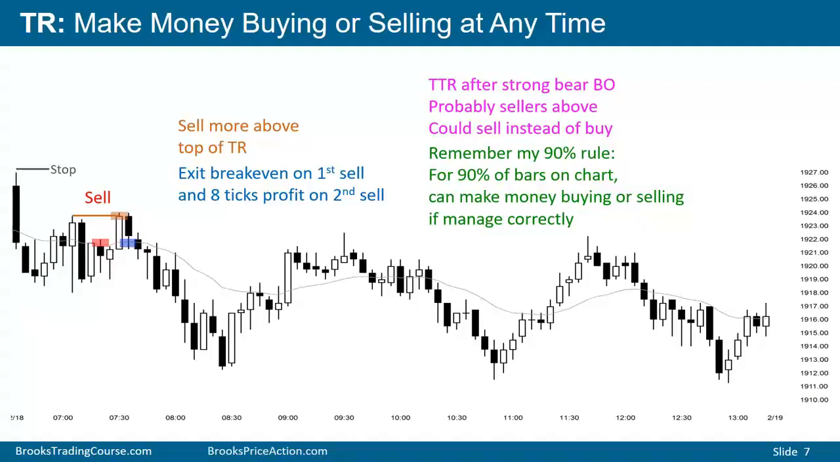Remember my 90% rule. 90% of the bars on a chart are in trading ranges or channels, and a skilled trader can make money buying or selling if he manages his trade correctly, which usually means scaling in and using a wide stop.